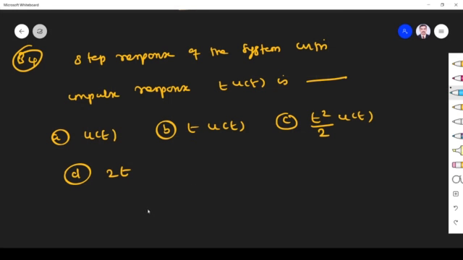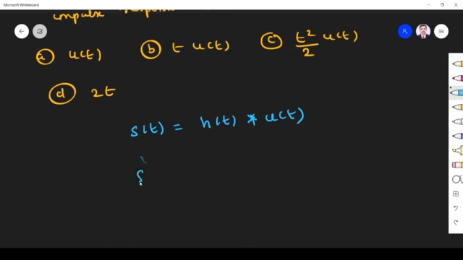Next one, step response of the system with the impulse response t into u of t. So step response is what we have just studied, h of t star u of t. That is what we know as step response. Now we will find it. The other formula is s of t equal to the integral from minus infinity to t of h of tau d tau. Step response is the sum of the impulse response.